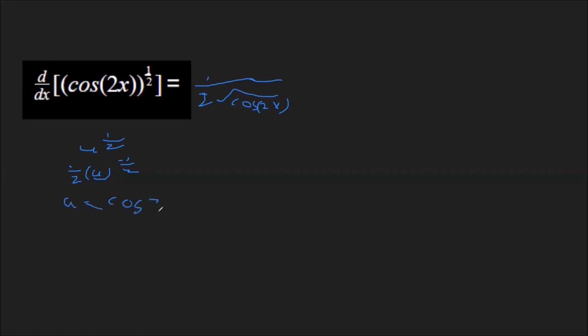And u is equal to cosine 2x. Now, you'll notice that there is actually another function within this, and that second function being 2x. So let's let 2x equal w. So we end up with cosine w, which is what we're trying to find the derivative of. And so the derivative of cosine w is negative sine w.